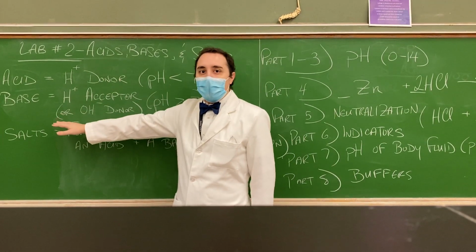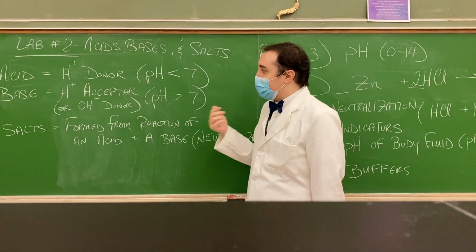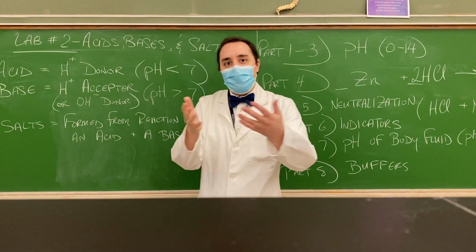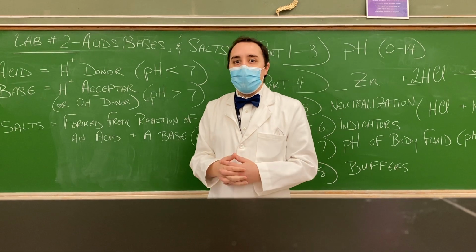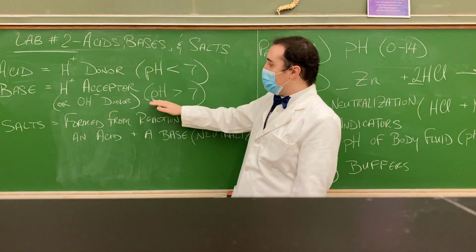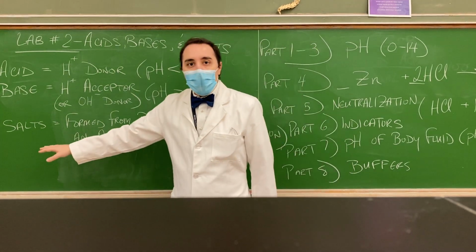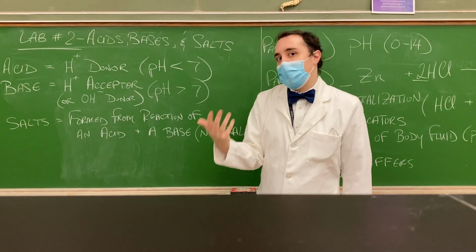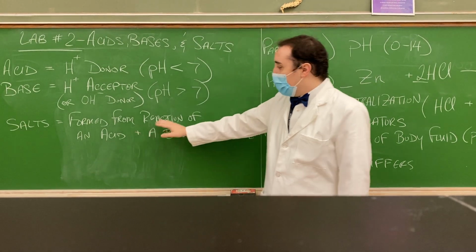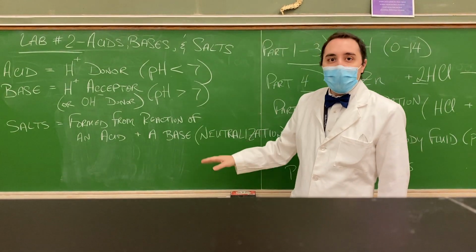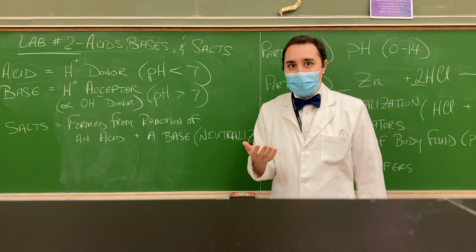A base is a hydrogen or proton acceptor, right? So acid donates, base accepts, according to the Bronsted-Lowry theory. And the pH of bases is above 7. A salt is basically a metal and a non-metal, formed from a reaction between an acid and a base, a reaction known as neutralization.